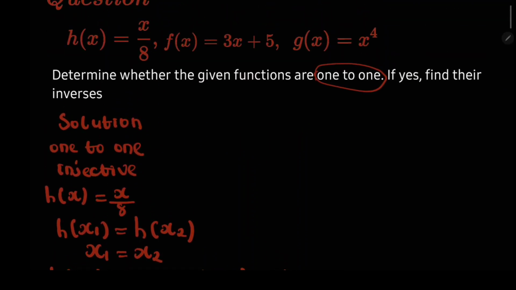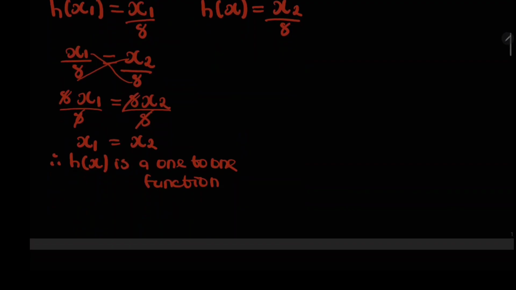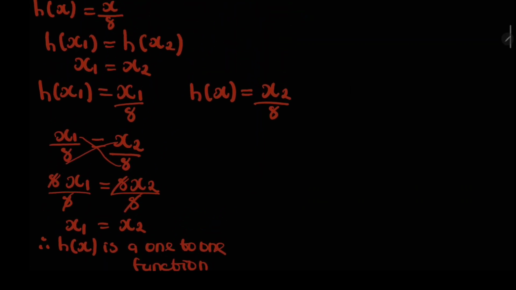So that's not all. The question says determine whether the given functions are one-to-one. If yes, find their inverses. So why do they put if yes there? Remember, only one-to-one functions have inverses. So if our h of x was not a one-to-one function, then it would not have an inverse. But here, since it is a one-to-one function, then we can go ahead and find its inverse.